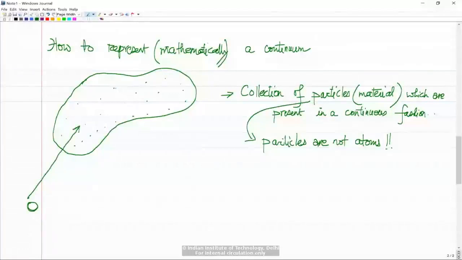And say this particle here is the particle P. And the position vector of that particle, let us denote it by X. And this has to be a vector, right? Because it's a position in three-dimensional space, so it will have three components.